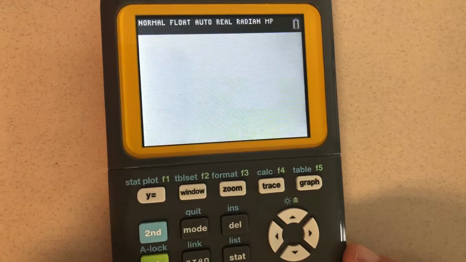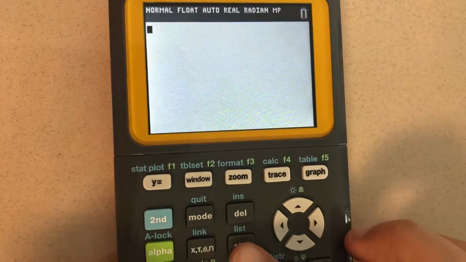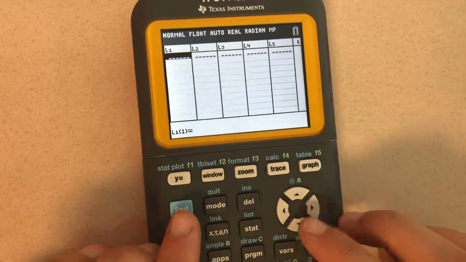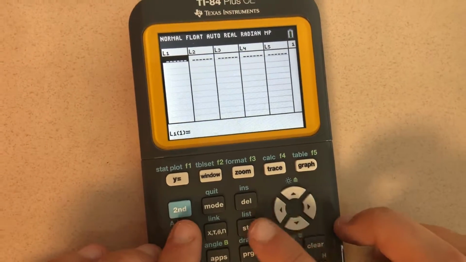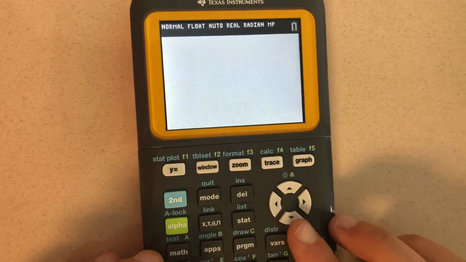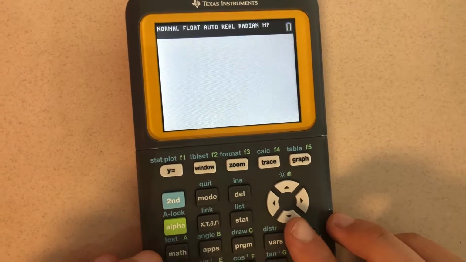Some more important things to do is to make sure that your stat is clear. You can do this by going to Stat, Edit, and clearing whatever data is there before you start. Make sure you remember these steps so you can be successful with curve of best fit.